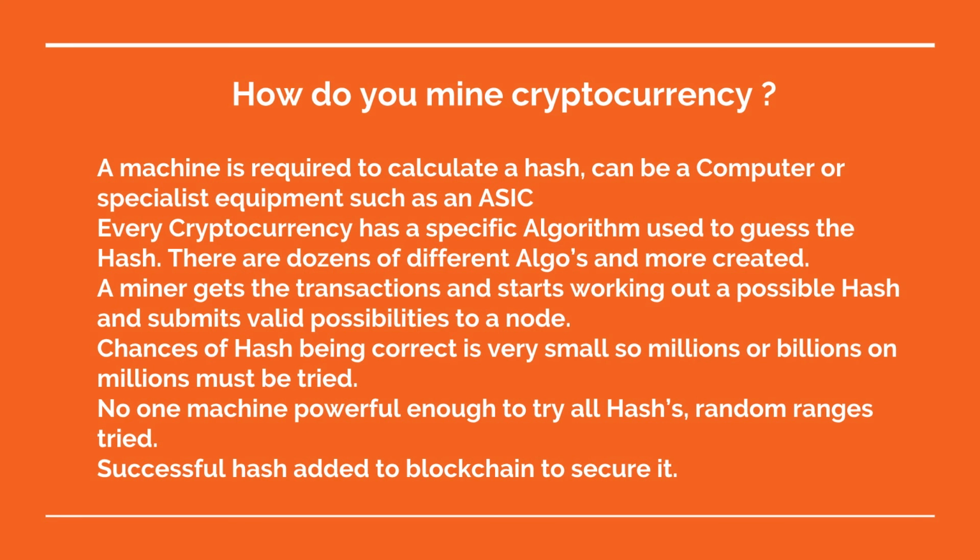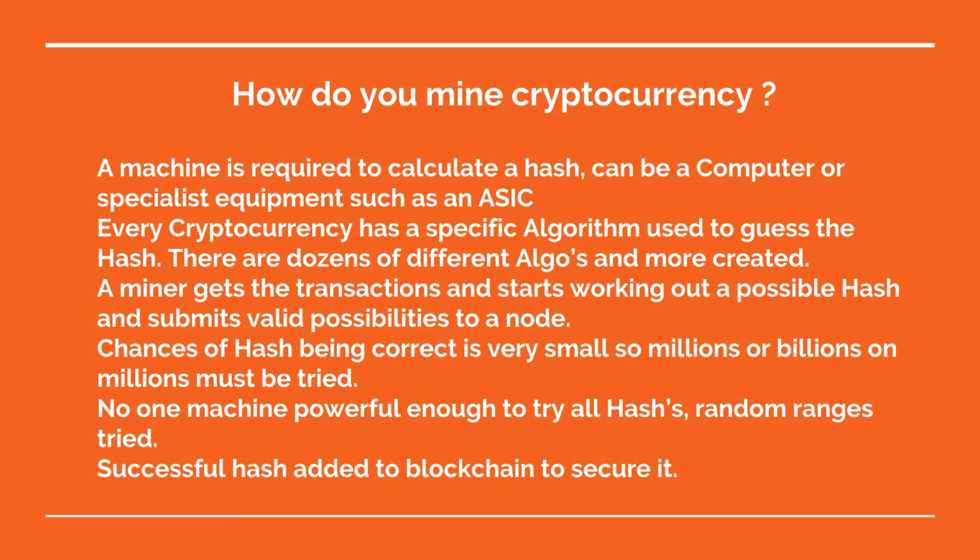So how do you mine cryptocurrency? First of all, you need a machine to calculate all of the hashes and to submit them to the central nodes. This can be a computer, just as you get in your desktop computer, or it can be specialized equipment such as an ASIC, which is an application-specific integrated circuit.